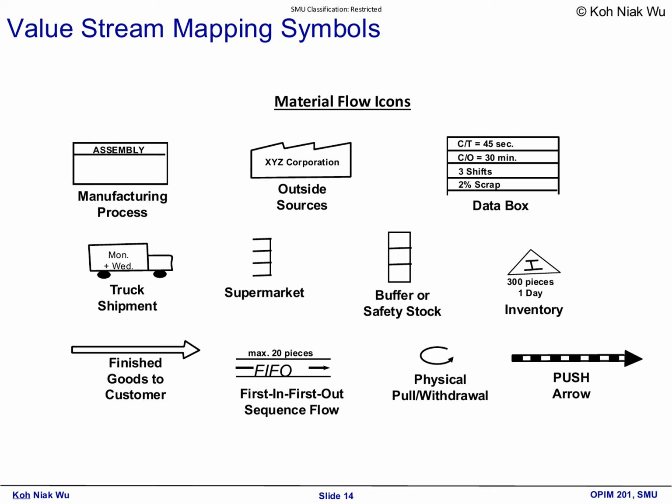Buffer, or safety stock. This symbol shows extra inventory. It helps prevent stockouts during fluctuations in demand. Inventory. This symbol represents the amount of stock on hand. It helps track how much inventory is available at any time. Finished goods to customer. This shows how products are delivered to customers.